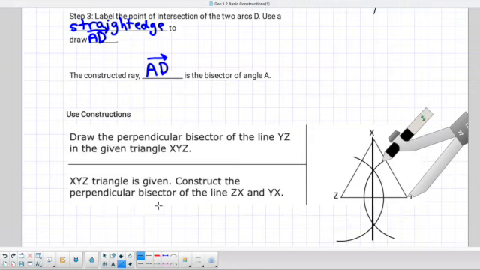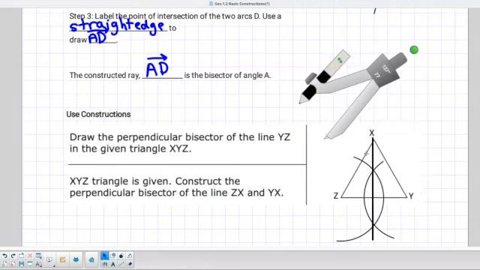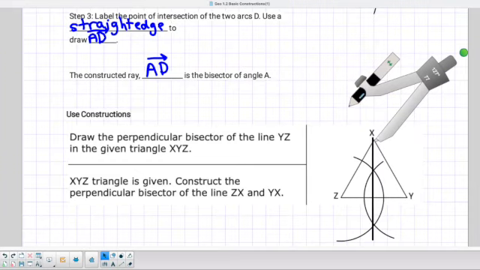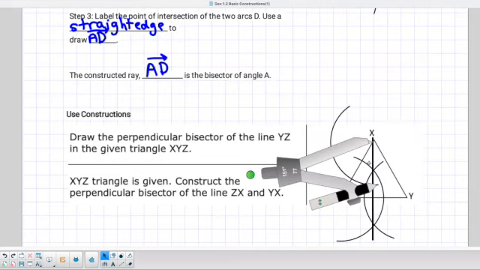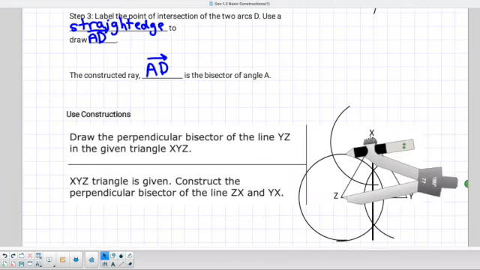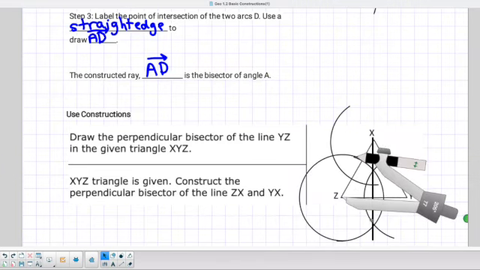Triangle XYZ is given. Construct the perpendicular bisector of the line ZX, and so ZX is over here, and XY. So basically we're going to repeat those steps for the other two sides of the triangle. So I'm going to grab my compass. I'm going to put it on point X, and I'm going to draw. I'm going to move my compass to point Z, and I'm going to draw. And since I didn't change my compass, you might see that these just end up being circles.